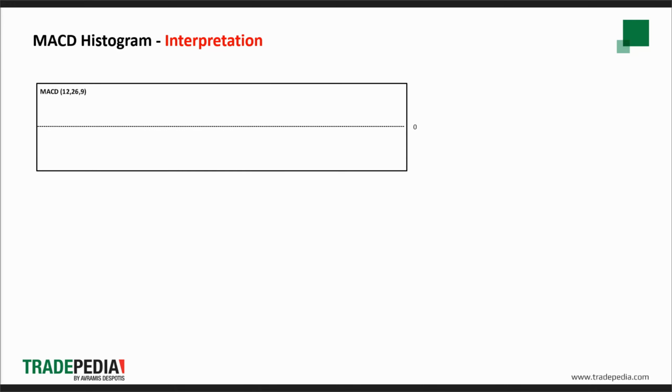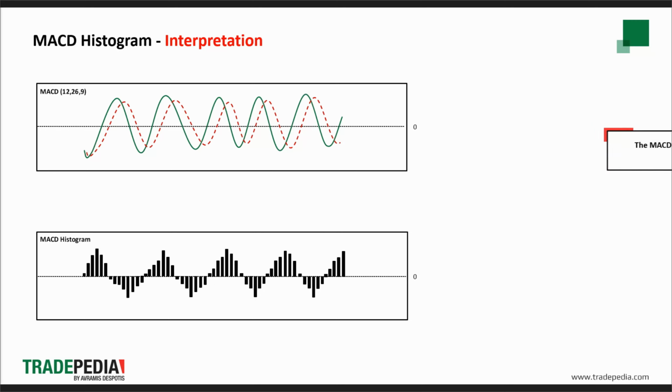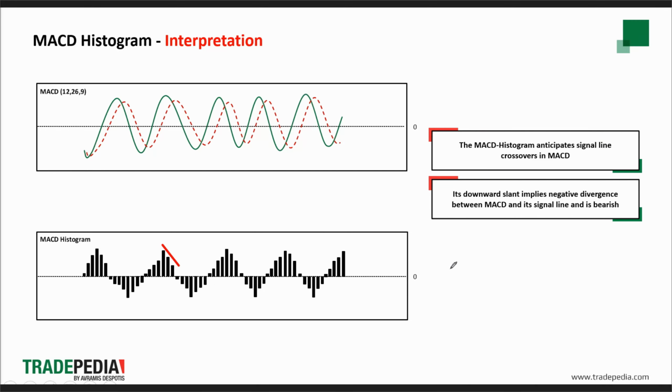So you're just going to look at a histogram. A downward slant. Let's just pull up all the histograms first. If you look at this downward slant, it implies negative divergence between the MACD and the signal line, and it's bearish. The histogram is positive, but it starts to slant downwards, meaning that the space between the MACD line and the signal line is getting smaller and smaller. You could be looking at the MACD line crossing below the signal line and getting a bearish signal soon.